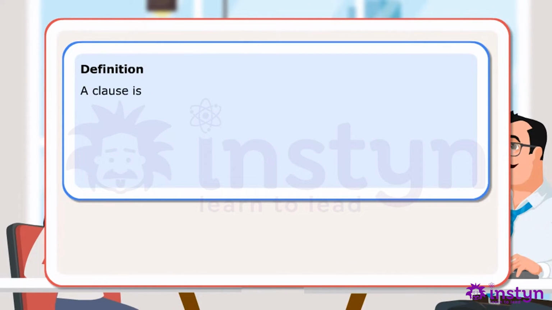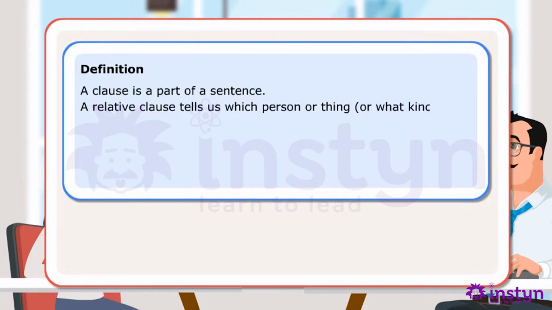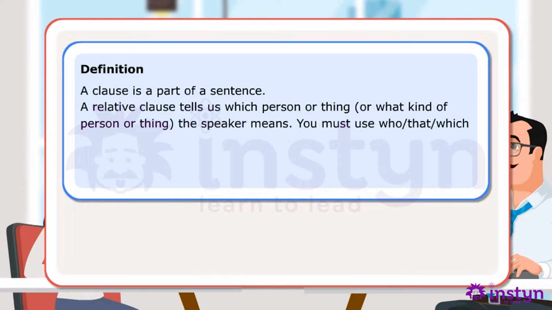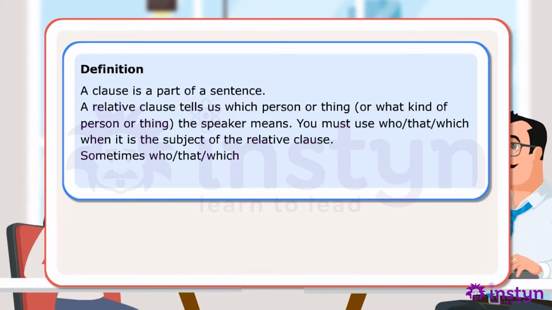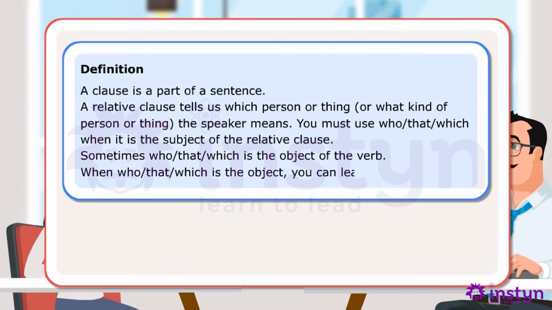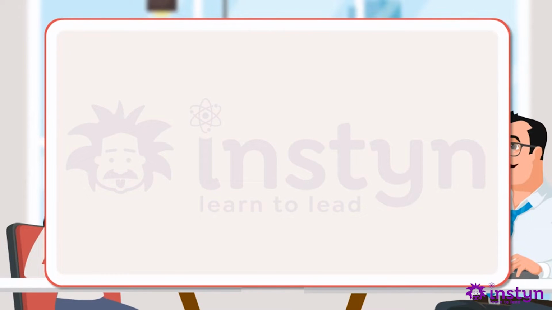Definition. A clause is a part of a sentence. A relative clause tells us which person or thing, or what kind of a person or thing the speaker means. You must use who, that, which when it is the subject of the relative clause. Sometimes who, that, which is the object of the verb. When who, that, which is the object, you can leave it out. Let us look at a few sentences.